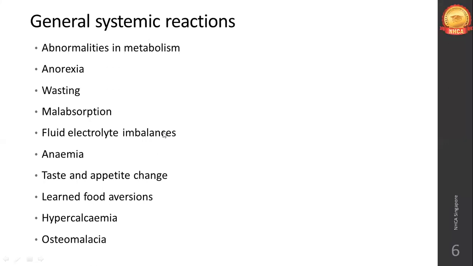Then osteomalacia. Opposite of why hypercalcemia is taking place, the blood is taking a lot of calcium out of the bones, and the calcium content in the blood keeps on increasing while the calcium content in the bones keeps on decreasing. So you get hypercalcemia and osteomalacia, softening of bones. Calcium content is lost from the bones, and you get osteomalacia, softening of bones.